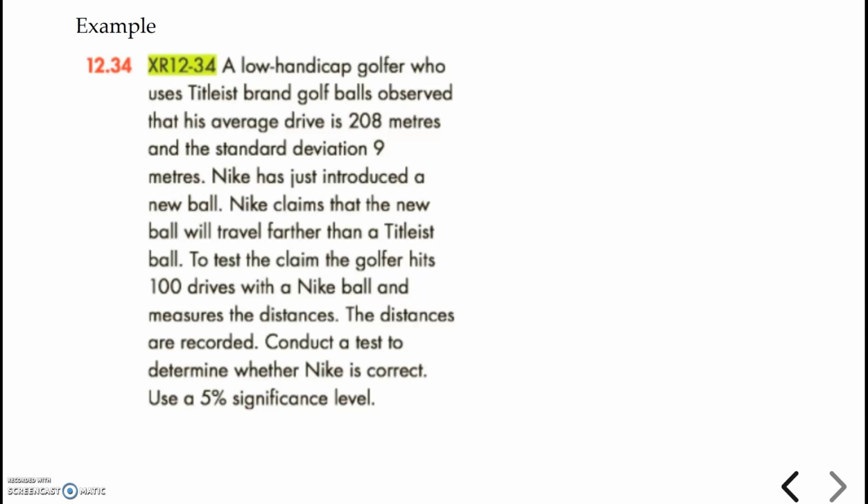When running a hypothesis test, it is very important that you clearly define and understand what the parameter of interest for that particular hypothesis test is. In this case, we are making an inference about the population mean. The unknown population mean, mu here, is the average drive length with Nike balls, and that is the parameter of interest.